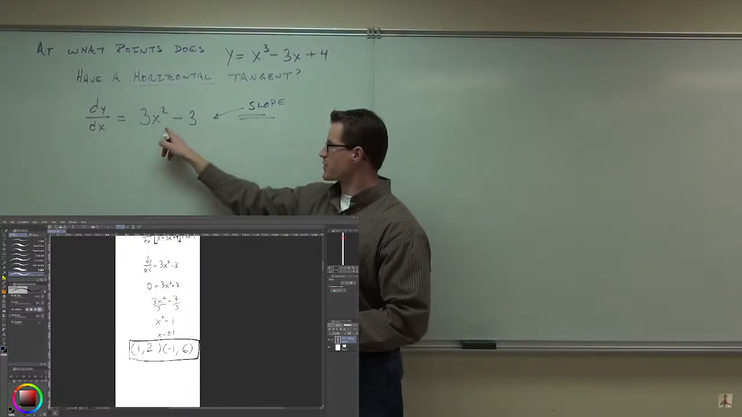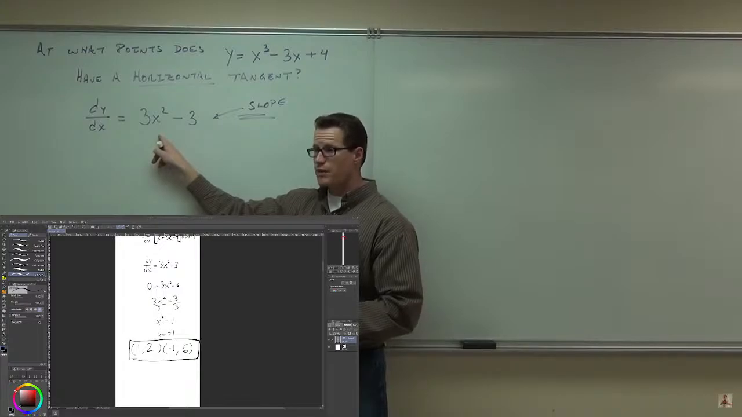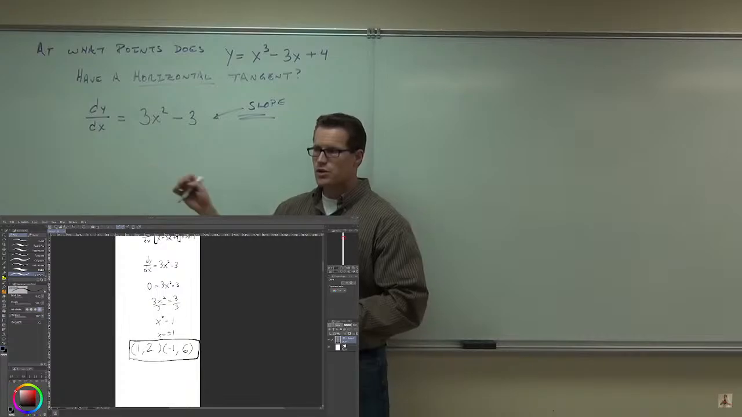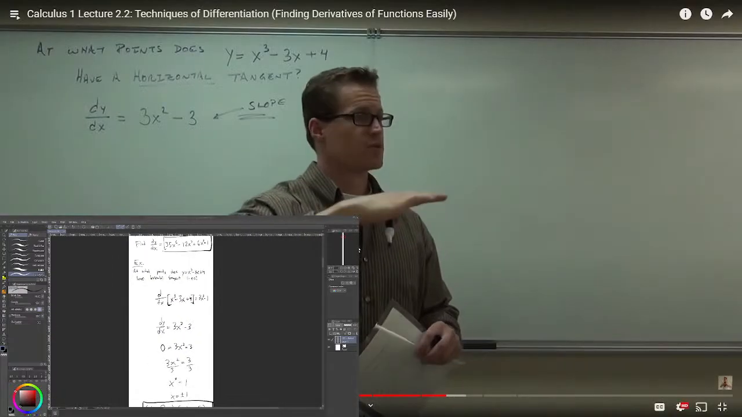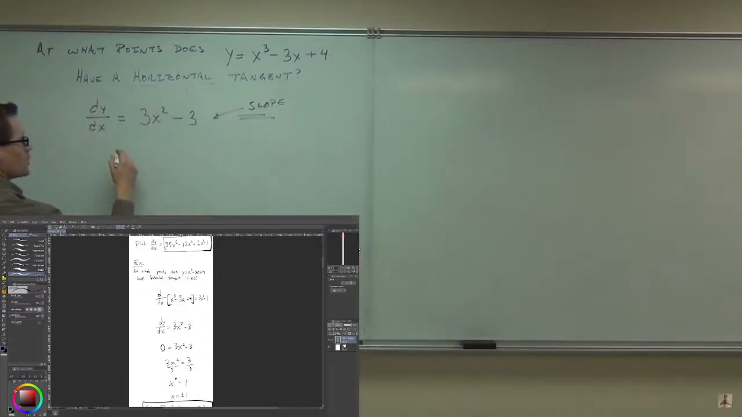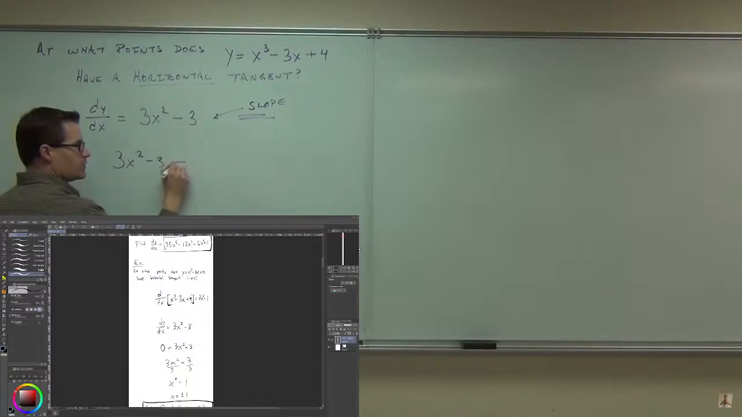So if this is the slope of the curve at any point, and we want that slope to be 0, can you set that equal to 0? Yeah. The idea is we want it to be horizontal, right? Horizontal means a slope of 0. So basically we want a slope of 0. 0 means horizontal.